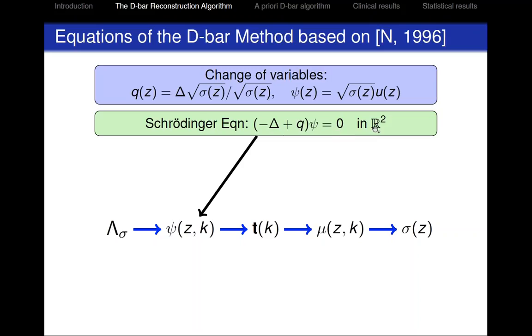Now, we studied the Schrodinger equation in all of R2 rather than just our domain of interest omega, because we take sigma to be constant on the boundary, which is usually physically pretty realistic, but you can also use analytic continuation and just extend your domain a little bit to satisfy that. So then if sigma is constant, through this change of variables, q is 0, and so then we can just extend to all of R2.